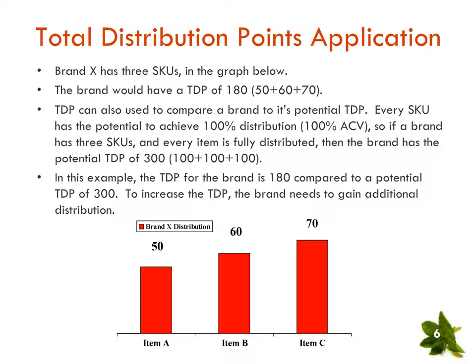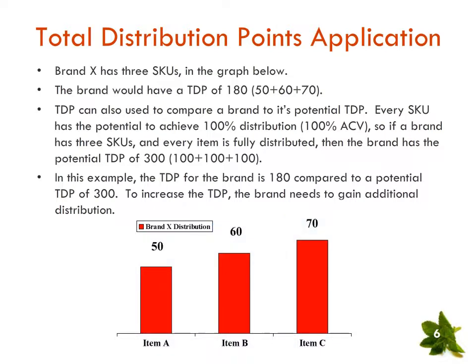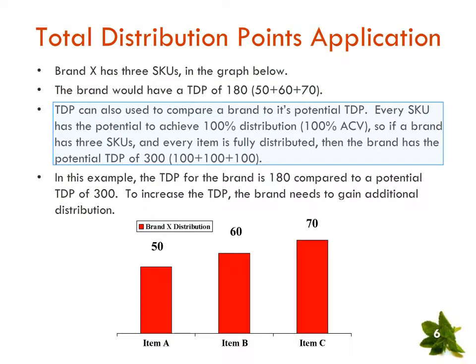In this case, we have a brand with 3 SKUs at 50, 60, and 70 distribution points. The sum of the brand TDP equals 50 plus 60 plus 70, which equals 180 points of distribution. Assuming 100% is ideal distribution across the 3 UPCs, there are 300 distribution points available. This brand has 120 distribution points to gain before they achieve full distribution.